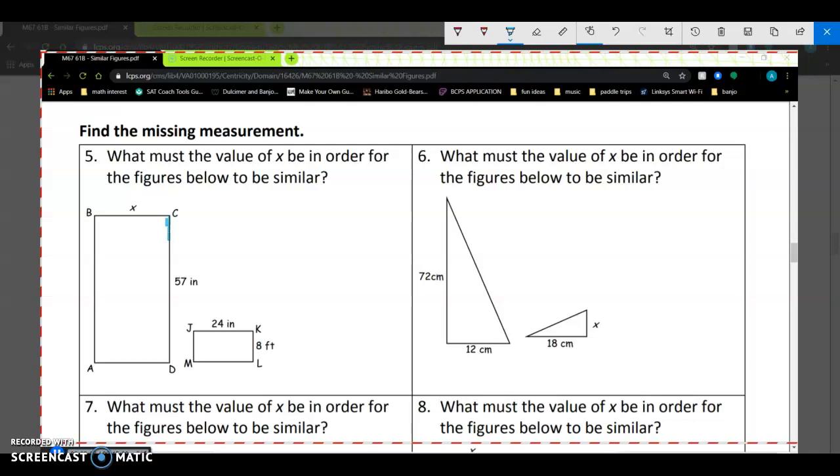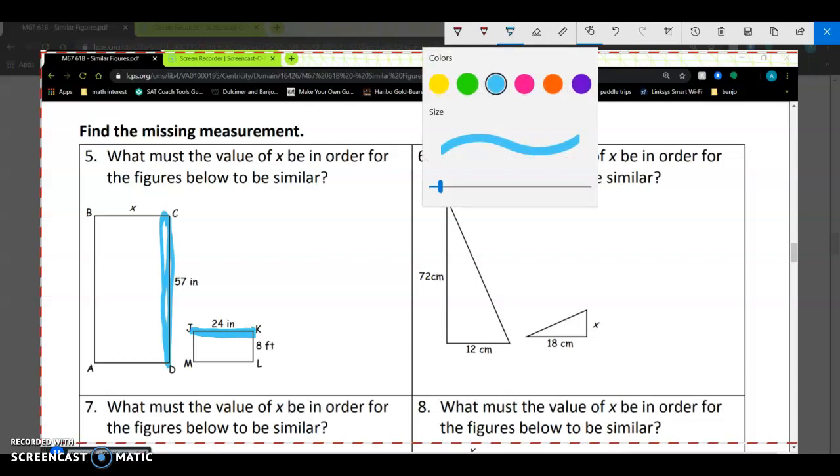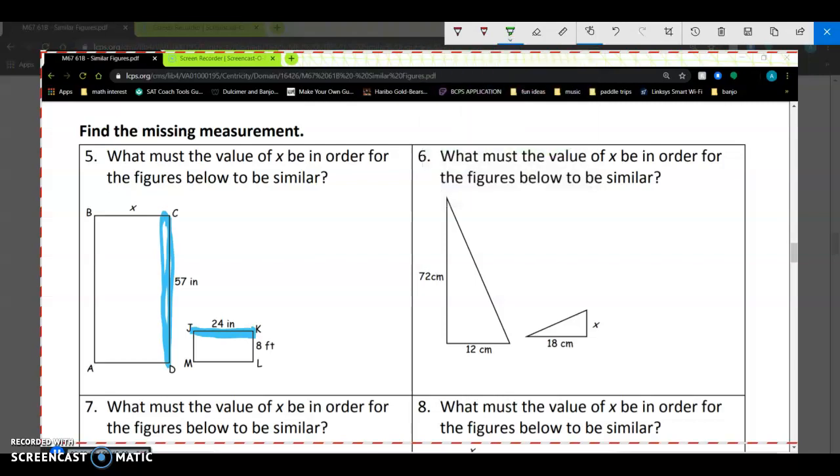Our long side here is CD, and the long side in the other rectangle is JK. If we look at the short side, the small side is KL, and the small side here is BC. This is going to be really helpful for us when we go to write out our proportion.